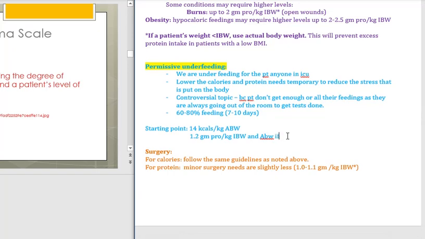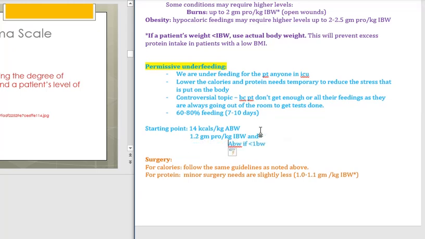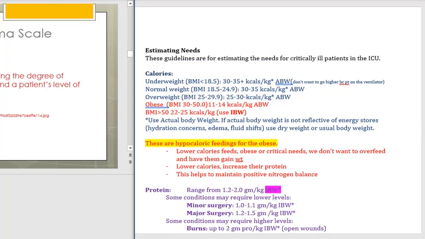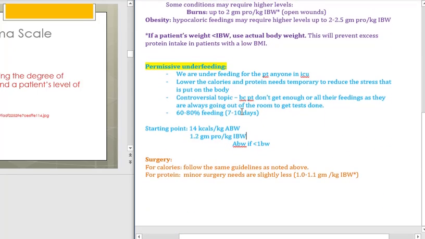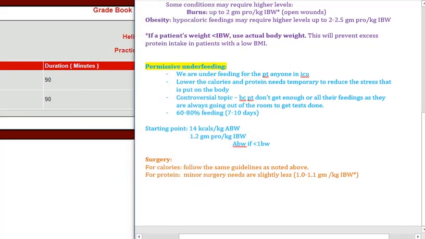Okay, so I think we touched on this. For surgery, you're going to follow the same calorie needs depending on what their BMI is, and for protein, we differentiate between minor and major surgery. I put together some practice questions because this portion is sometimes a little confusing. Your in-class assignment for today is practice questions related to estimating. I'm going to open that up for you, and you can work on it within your groups.